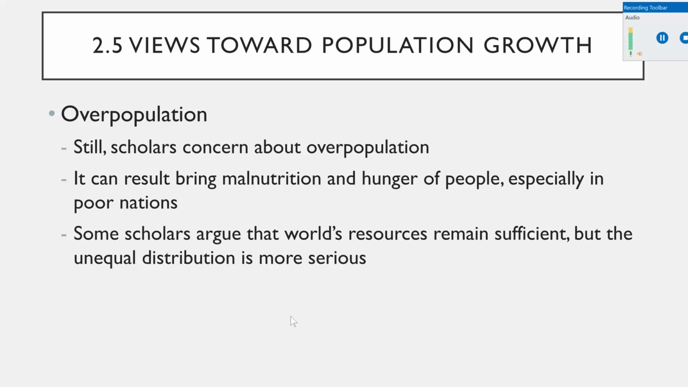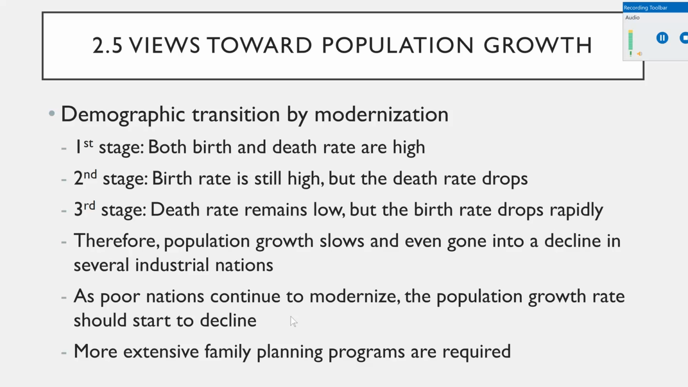But there are still various concerns about overpopulation. If we have too much population in the US, maybe it's a big burden for the government or local communities because of the limited budget. Some scholars argue that the world's or US resources remain sufficient, but the unequal distribution is more serious. The demographic transition by modernization is another theory of demographic trends or prediction. There are 3 stages. The first stage is the underdeveloped area, before industrialization.